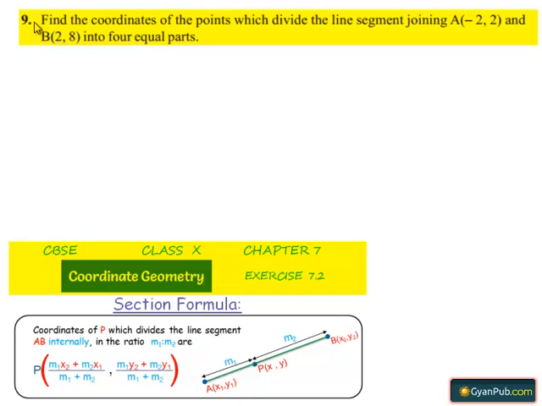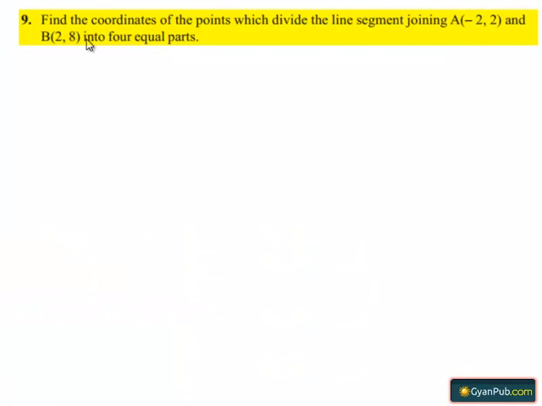Coming to the ninth question, find the coordinates of the points which divide the line segment joining A(-2, 2) and B(2, 8) into 4 equal parts. Moving on to the solution, let the given points be A(-2, 2) and B(2, 8). We need to find the coordinates of the points which divide line segment AB into 4 equal parts.